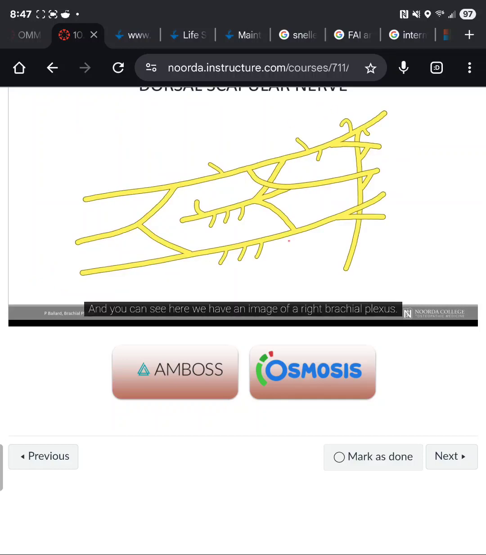And you can see here we have an image of a right brachial plexus. And just a reminder, the brachial plexus is formed of ventral rami from C5, C6, C7, C8, and T1. And then these ventral rami all meet and merge and they form this plexus of nerves. So the nerve branch we're going to talk about here is the dorsal scapular nerve, and that is coming directly off of the C5 ventral ramus.